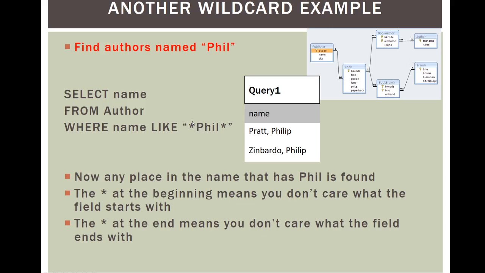Now, if we didn't have this star here, then it would only return fill on. So if we had Phillips, that would be returned.